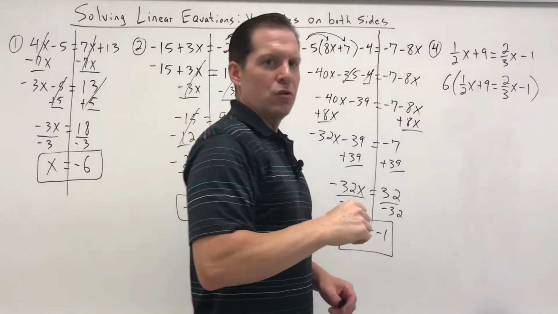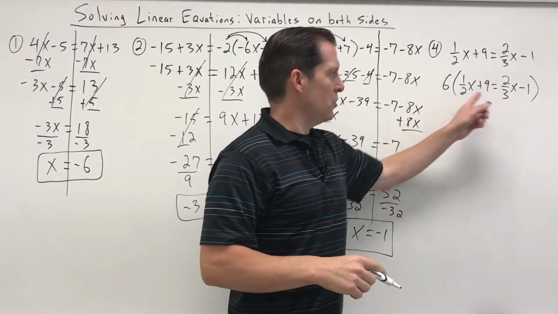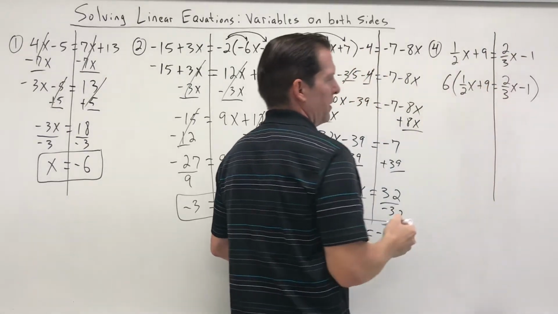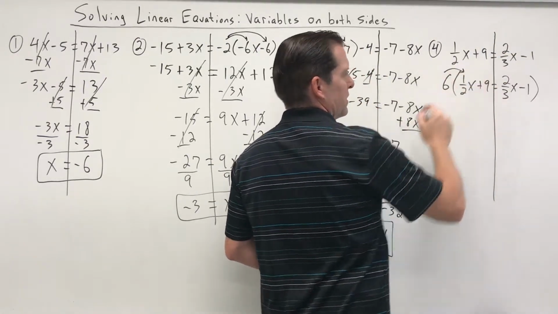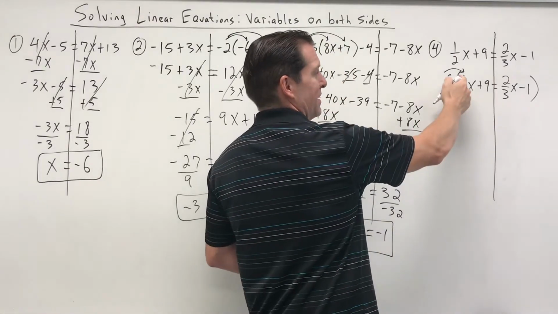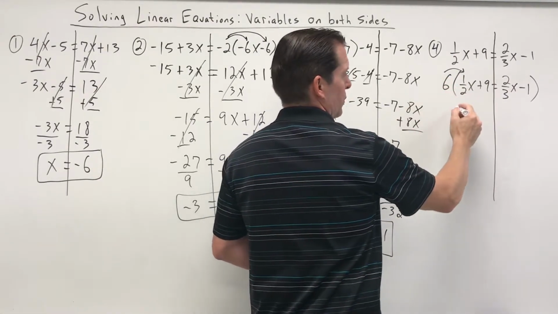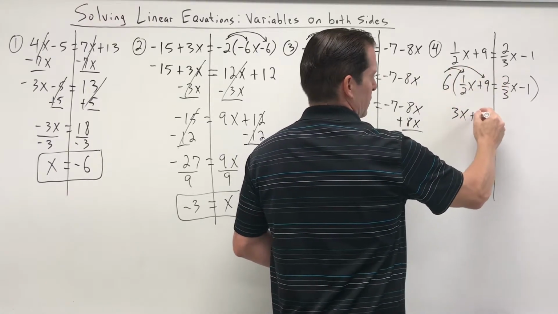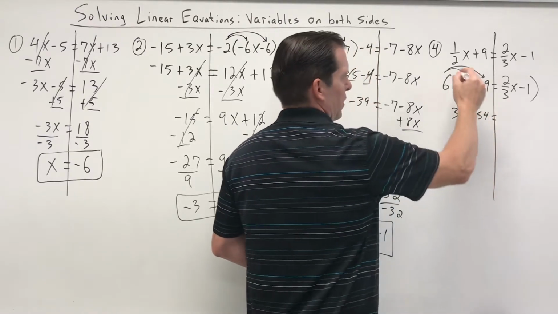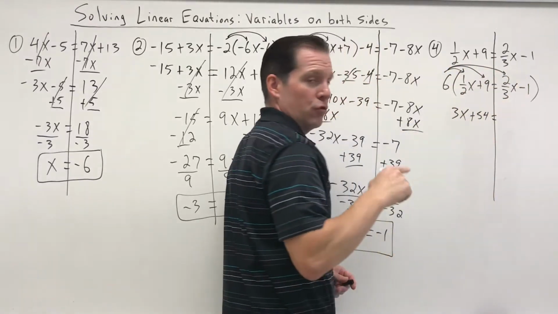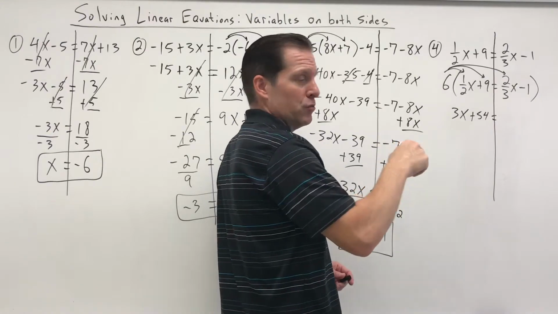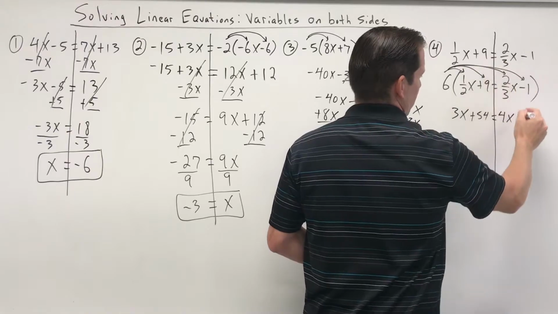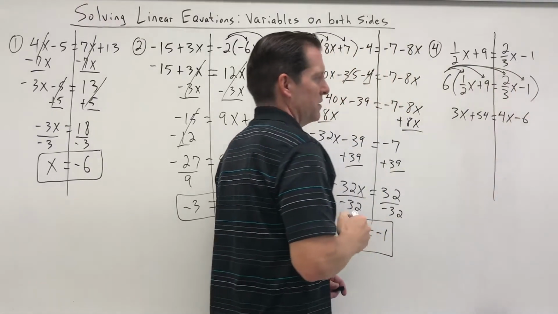All right, so now I'm going to multiply the 6 times all of the terms in the equation. First, let me put my barrier here. So keep that lined up. So I'm going to multiply 6 times 1/2 x. That's going to be 6 over 2, which reduces to 3x. Then 6 times 9, which is 54. And then 6 times 2/3 x is going to be 12/3, which is going to reduce to 4x. And then 6 times negative 1 is minus 6.